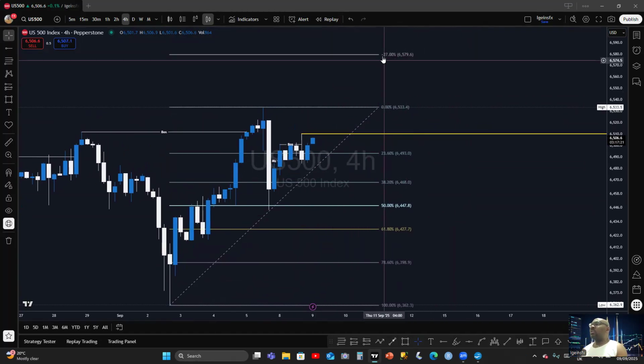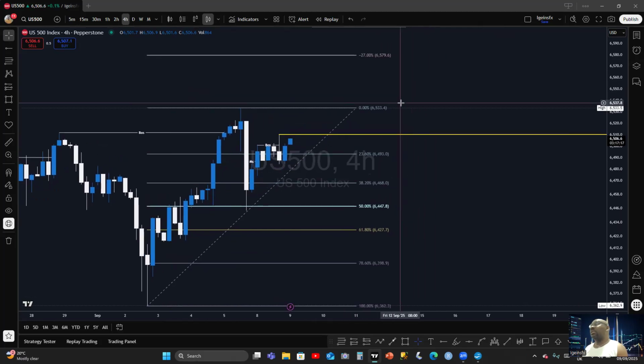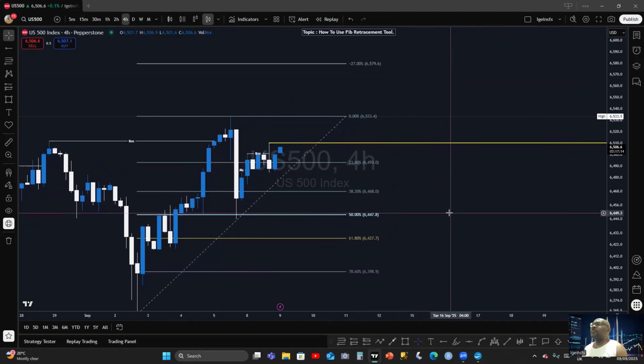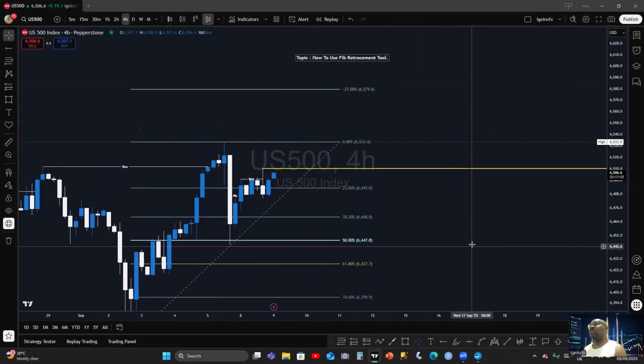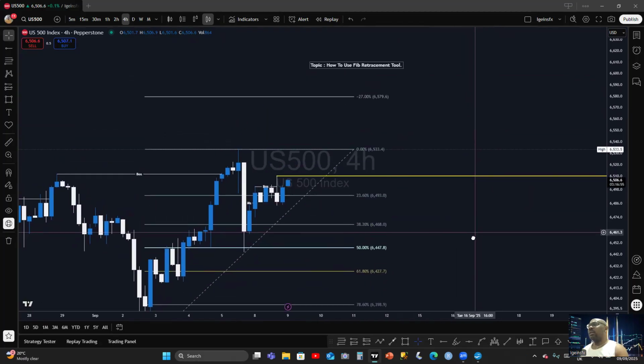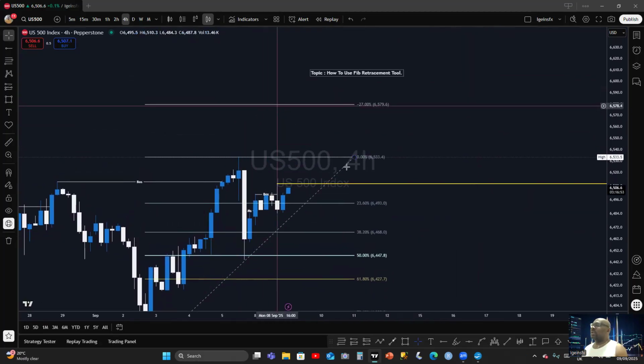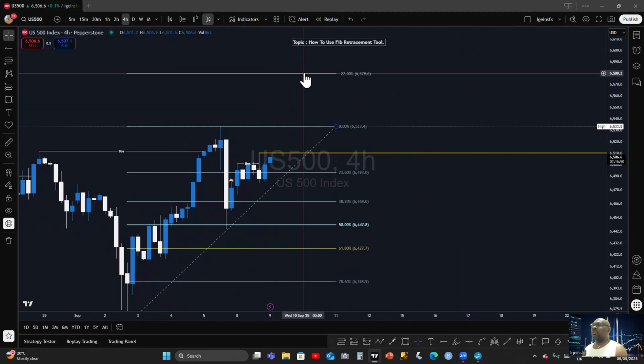Maybe you are wondering why we don't even talk about negative 27. Negative 27 is just an extension, and that is where we usually use negative 27.0 to set a target level, or negative 61.8 as well. But it's not important, so you just forget about this negative 27.